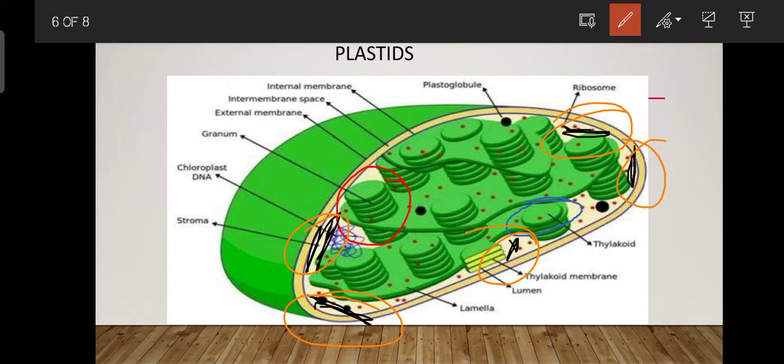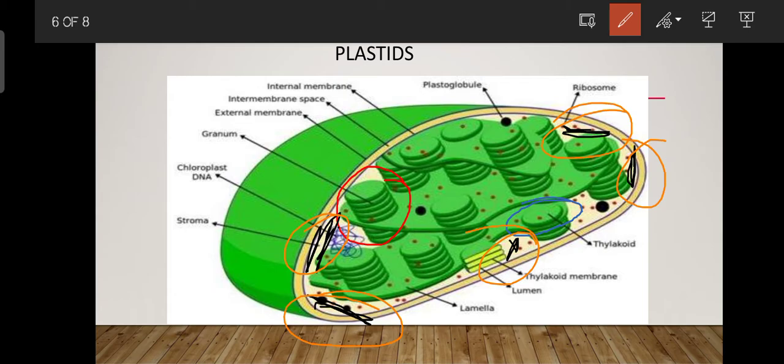Then lamella, the base of granum. It divides one granum from another granum. It provides a base also and divides one collection of granum from another collection of granum. Now you can see ribosomes are also there, DNA are also present. We will discuss these ribosomes and DNA later.